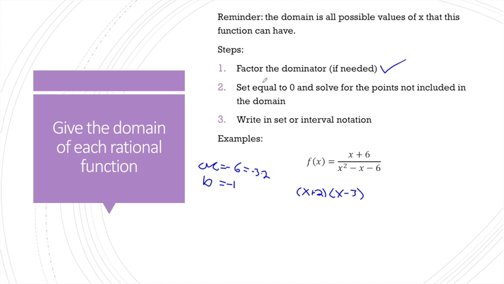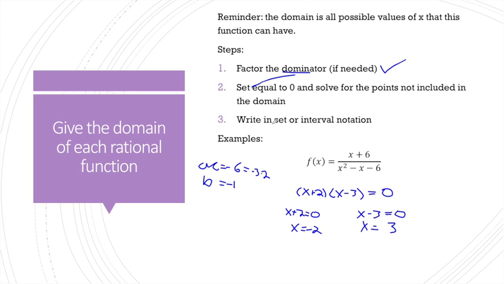So step 1, factor the denominator. Check. Next, I need to set the denominator equal to 0 and solve. So I have x plus 2, x minus 3 equals 0. Well, we need to use the zero factor property here. So I'm going to take x plus 2 equals 0 and x minus 3 equals 0. And we learned this in section 5.5, that if I have two factors equal to 0, either one of them has to be 0 or both of them have to be 0. So this leaves me with x equals negative 2 and x equals positive 3.